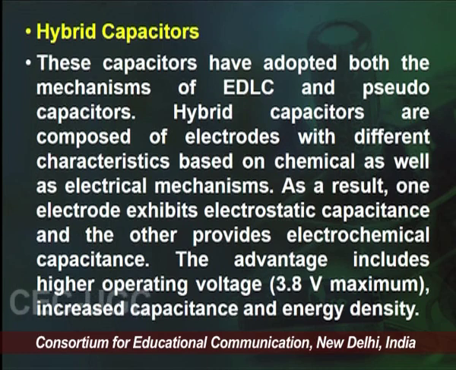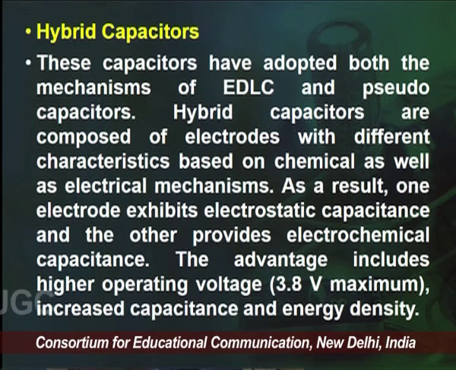The characteristics of these three types of capacitors were defined in the previous lecture, so you can see them from that lecture. But here we can see that these hybrid capacitors are composed of electrodes with different characteristics based upon the chemical as well as the electrical mechanism. As a result, one electrode exhibits electrostatic capacitance and the other provides the electrochemical capacitance. Means we have both the electrostatic as well as electrochemical capacitance in the hybrid capacitor.